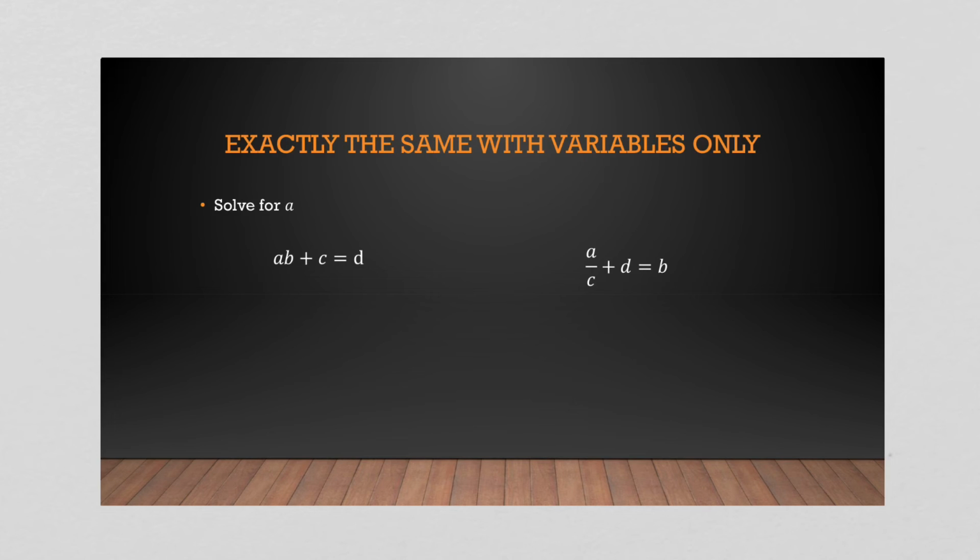Same thing again for letters, okay? I want to solve for a. So first thing I need to get rid of is c. So minus c. a times b equals d minus c. And now here's where you just got to be careful. I'm going to divide by b. I'm going to divide everything by b. So a equals d minus c all divided by b. So a little bit more happening there, but be aware of that. It's a good skill to have.